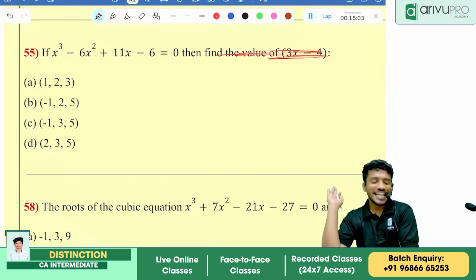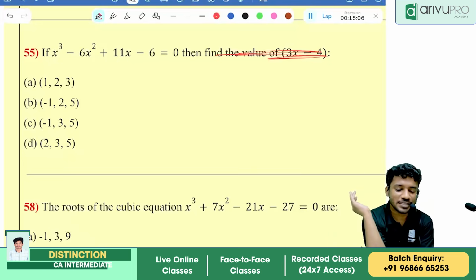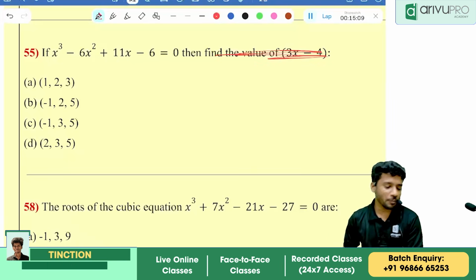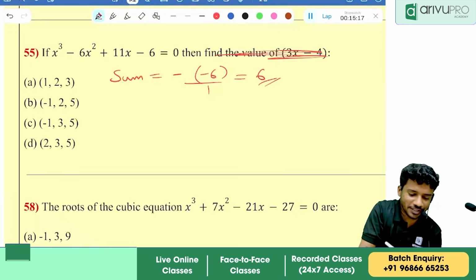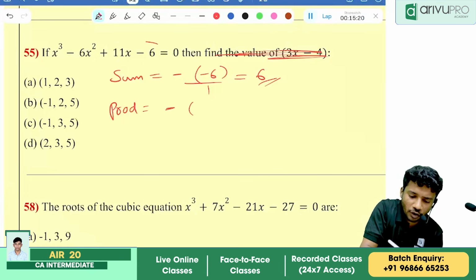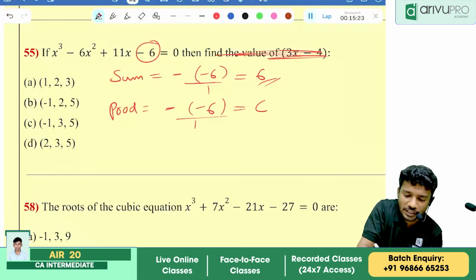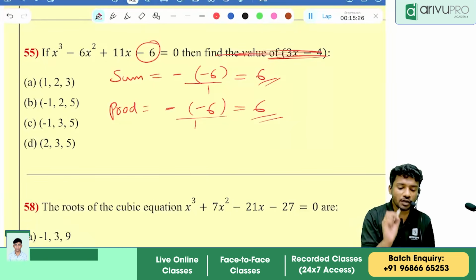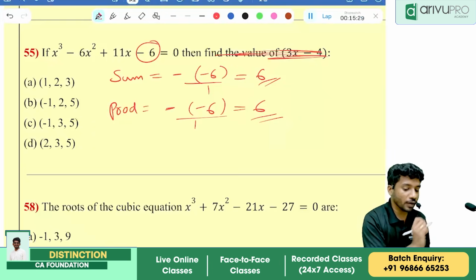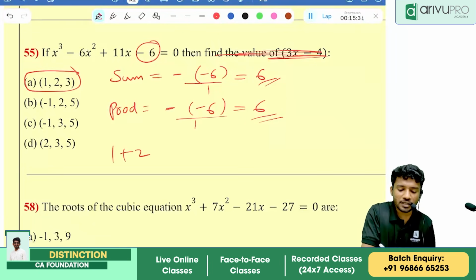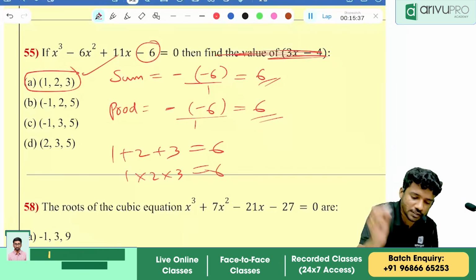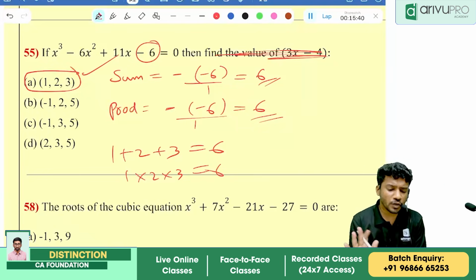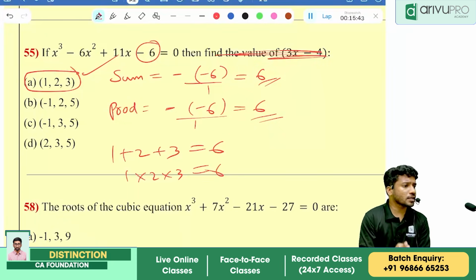That was the thing. Now, x cube minus 6x square plus 11x minus 6 is equal to 0. What is the sum of the roots? Sum is equal to how much? Minus of minus 6 divided by 1, which is equal to 6. Product is how much? Minus of the constant term minus 6 divided by 1, which is equal to 6. Now we will option hit. Which numbers give sum equal to 6 and product equal to 6? Check the first option. 1 plus 2 plus 3 is 6. 1 into 2 into 3 is 6. So which option is the answer? Option A is the answer. Sure shot. Within 10 seconds, you can get the marks from this question.